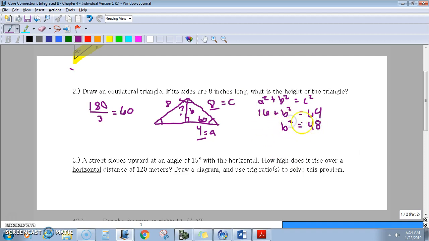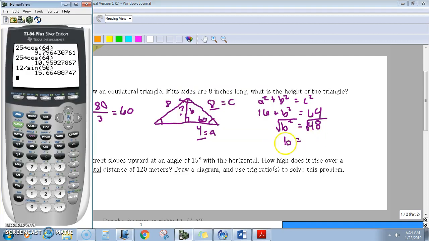Okay, what does this mean? B squared is the same as B times B. I'm looking for some number. When I multiply it by itself, I get 48. So in order to do that, you take the square root of both sides. That's the inverse operation of squaring something. So B is equal to, normally it would be plus or minus the square root of 48, but whenever we're doing Pythagorean theorem, it's always positive.